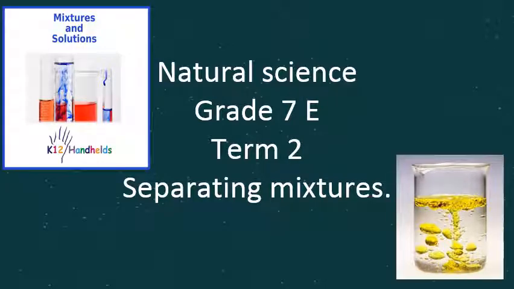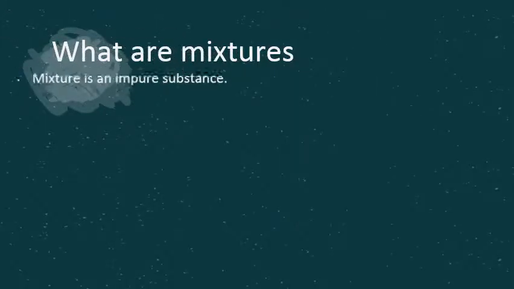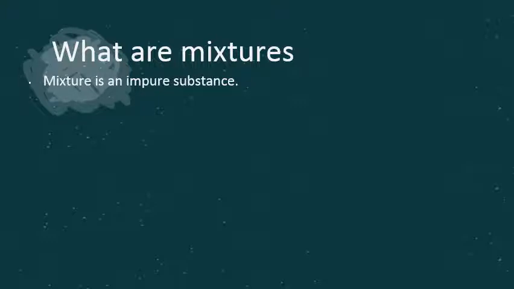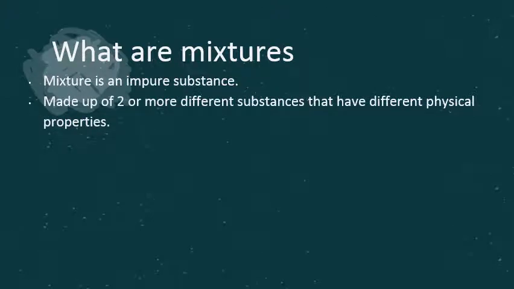So let's start. What is a mixture? A mixture is an impure substance. It means it is mixed with something else. It is made up of two or more different substances that have different physical properties. Like the first picture, oil and water. They've got different properties. So as soon as you throw them in together, they won't really mix.